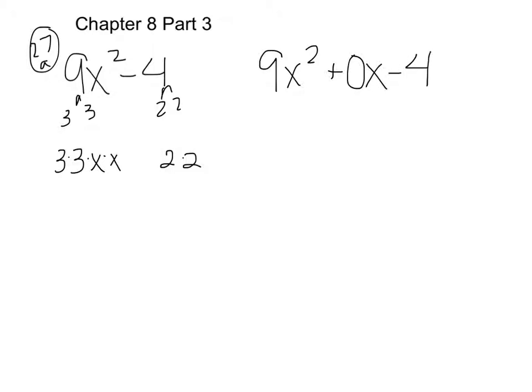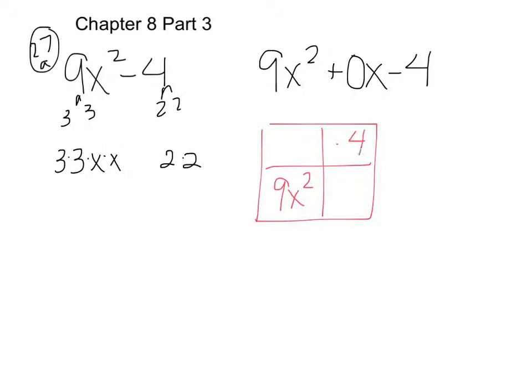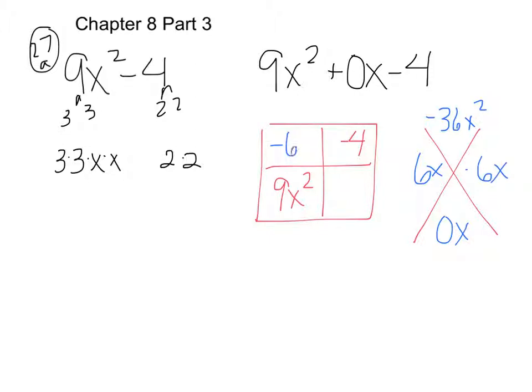So now from here, I'm going to set up my rectangle. Remember, the first term always goes in the bottom left, the last term in the top right. And then I set up my diamond. I multiply the two sides of my diamond together to get negative 36x squared, and now my middle term is 0x. So I want to think what two numbers multiply to give me negative 36x squared, but add to give me 0x. And the only combination that's going to work is 6x and negative 6x.